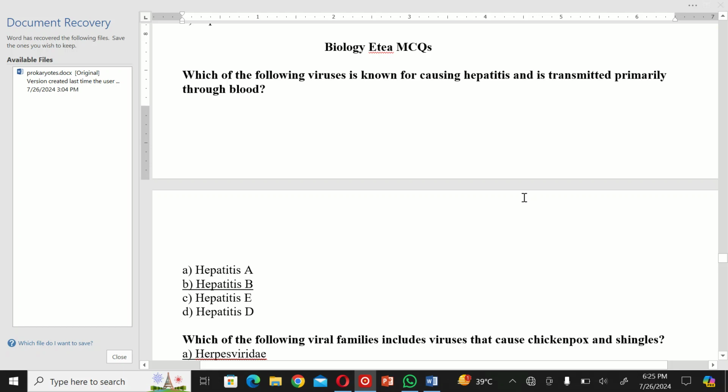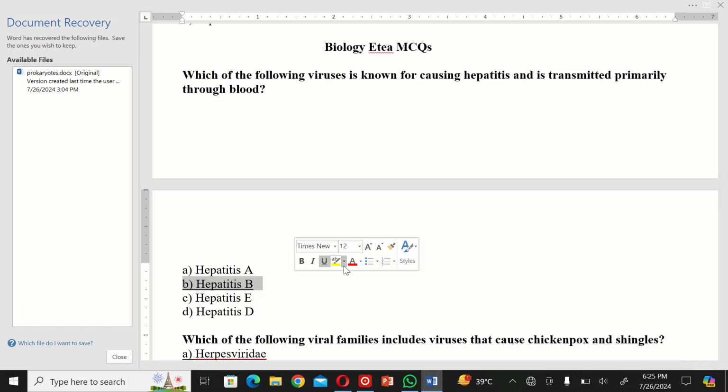Let's get started. So the first MCQ is: which of the following viruses is known for causing hepatitis and is transmitted primarily through blood? A. Hepatitis A. B. Hepatitis B. C. Hepatitis E. D. Hepatitis D. So the correct option is B, Hepatitis B.